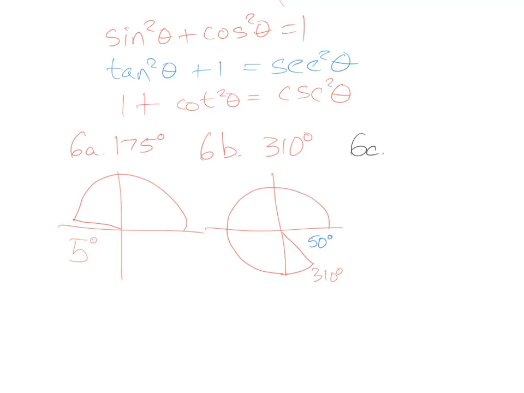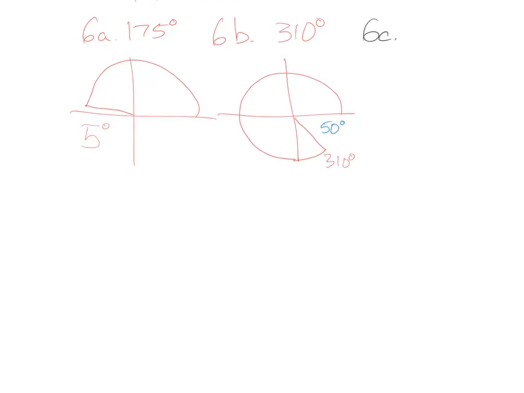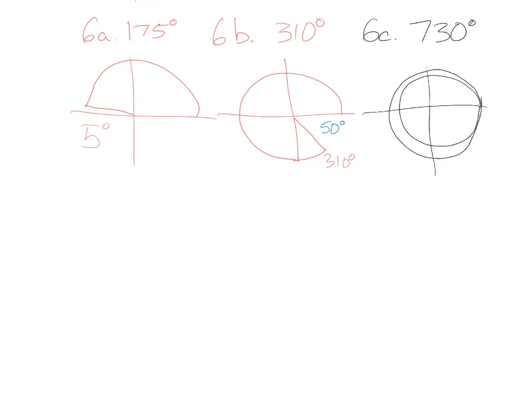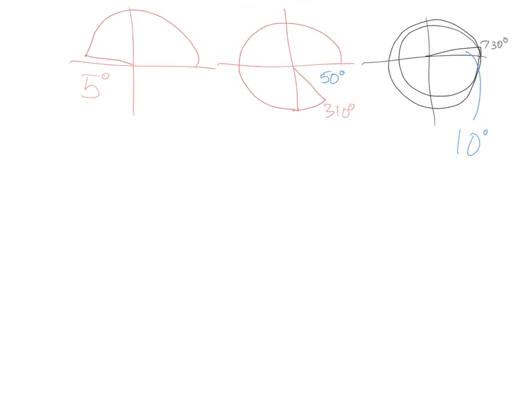6C. Is that big enough, guys? 6C is 730 degrees. Where's 730 degrees? 360, 720, there's 730 degrees. What is my reference? And all right, let's do some more.